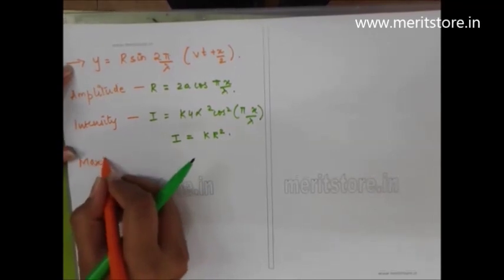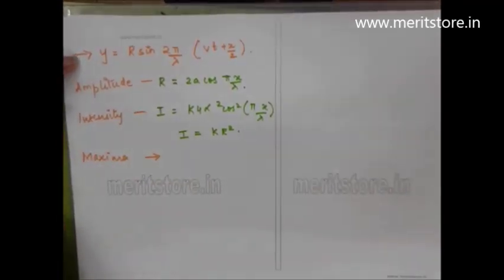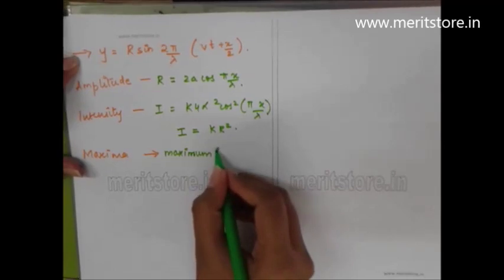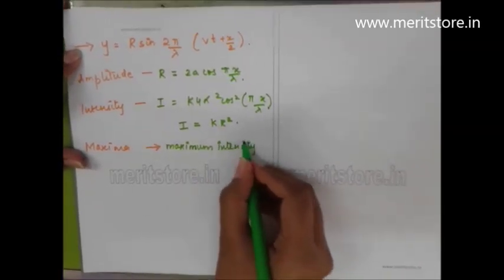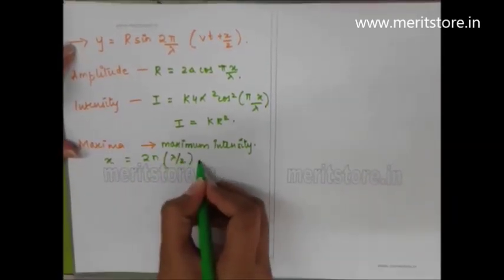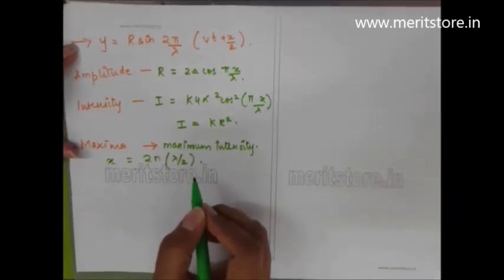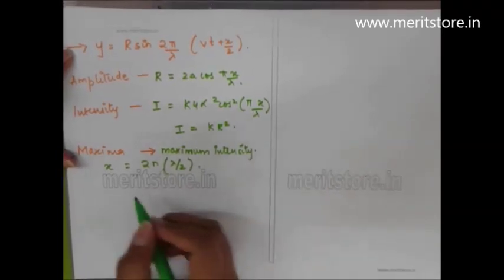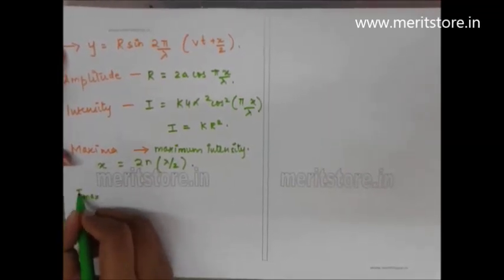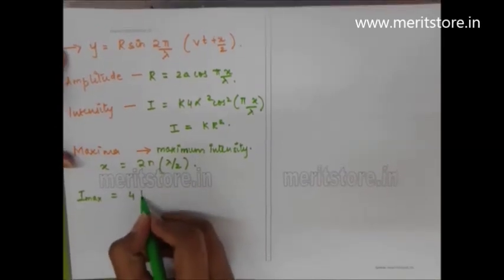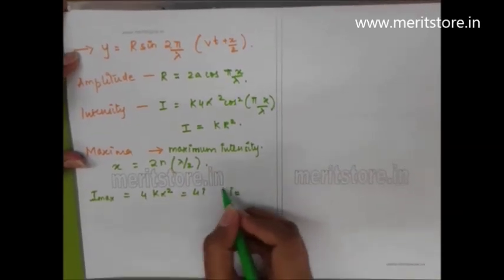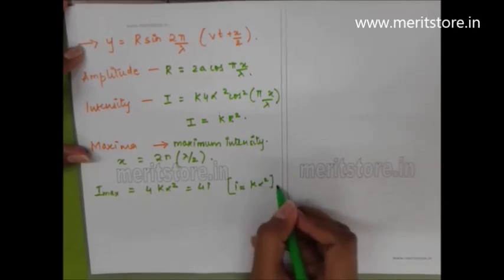Maxima. It is a point having maximum intensity. It is given as x is equal to 2n lambda divided by 2. A point will be a maxima if two waves reaching there will have a path difference of even multiple of lambda by 2. It can also be given as I max, which is equal to 4k alpha square, that is 4I, if we consider I is equal to k alpha square.